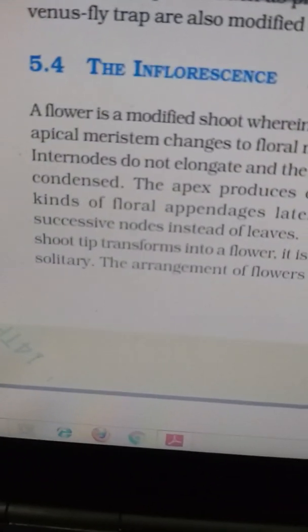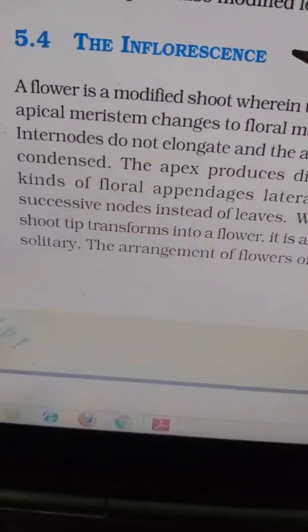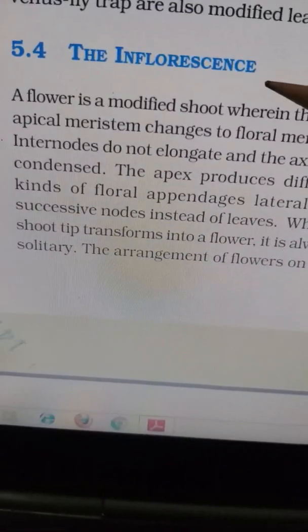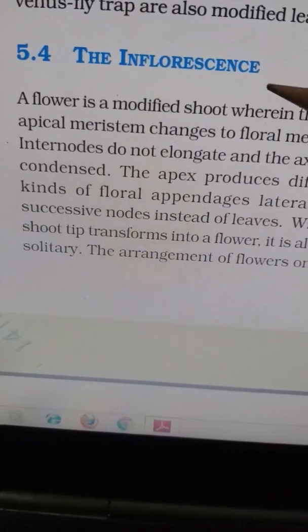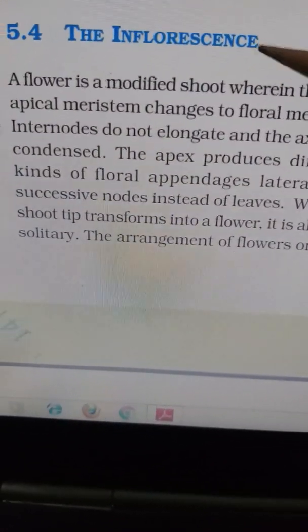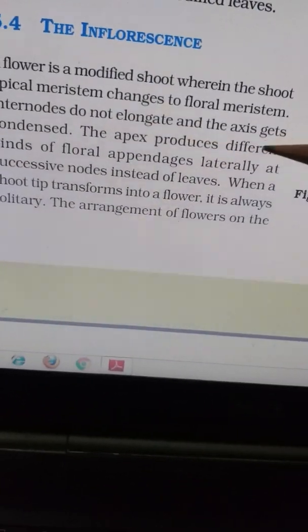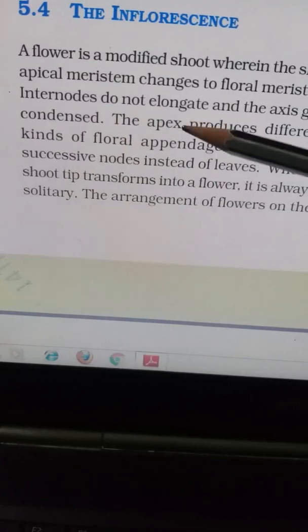Now here you see the word inflorescence. Now what is inflorescence? This particular term is related to a flower, the group of flowers that bear on the same stalk. Now you see what a flower basically is. A flower is a modified shoot wherein the shoot apical meristem.